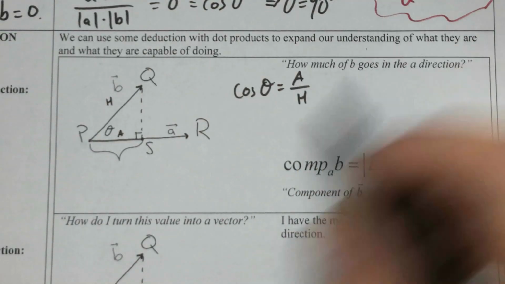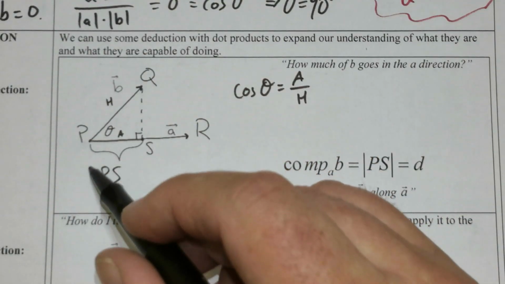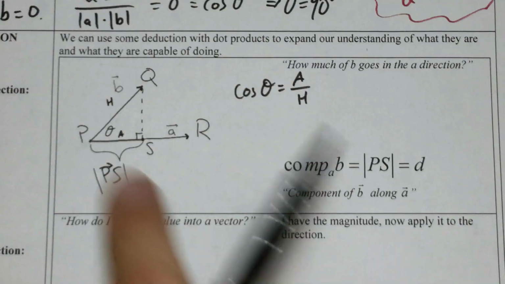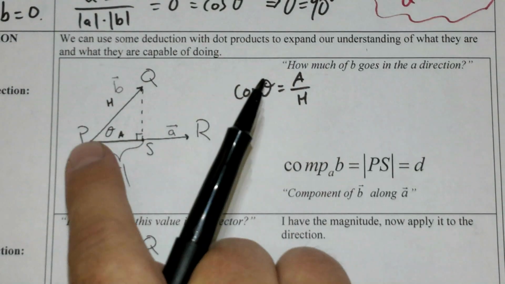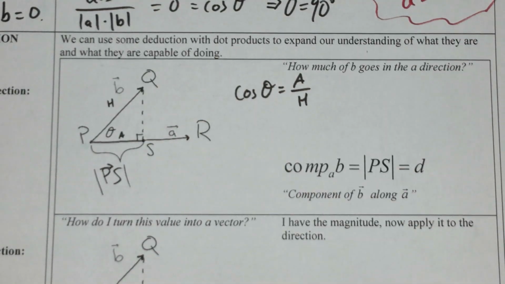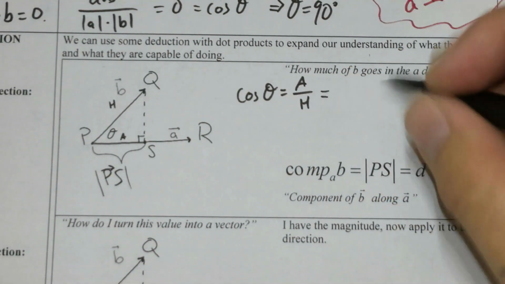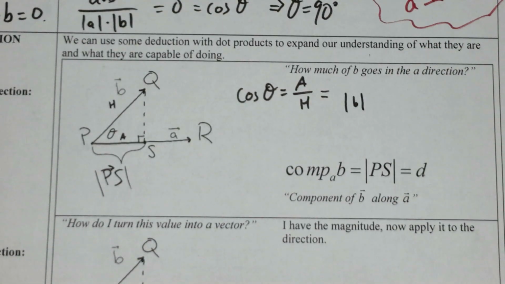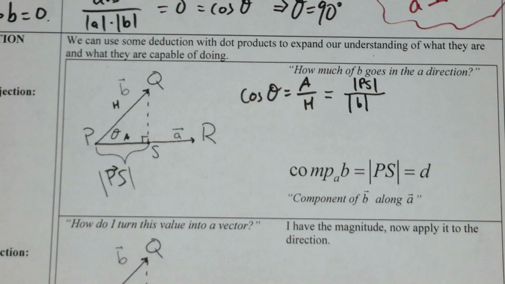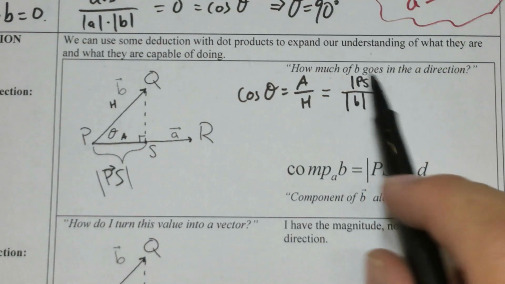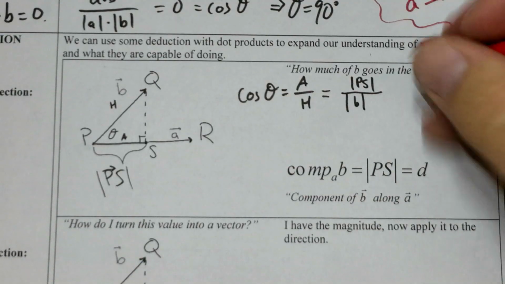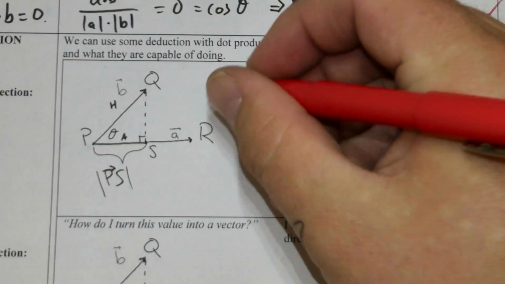In this case, if I wanted to find this length A, I'm going to call it PS. So the magnitude or length of that vector from P to S is the base of this triangle. And now it runs along A. It's parallel to A, but it's definitely not equal to big A vector. My hypotenuse is B. This is PS. And so, if I want to know how much of B goes in the A direction, it turns into this, where I multiply both sides of this equation by that magnitude of B.